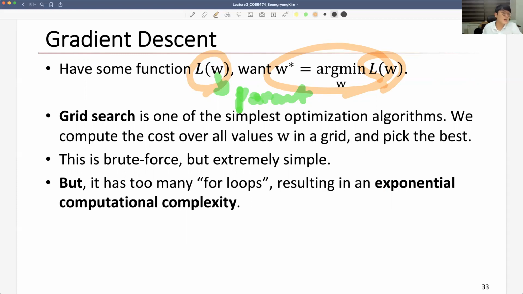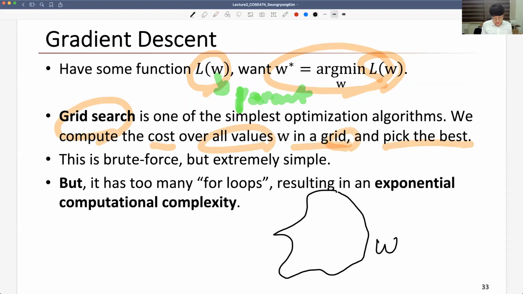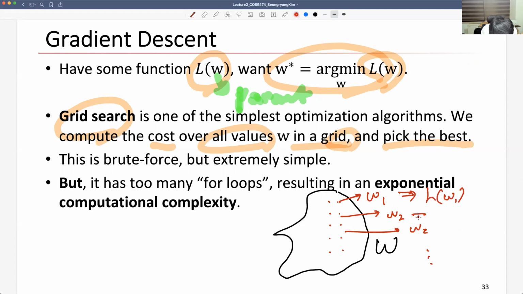The first thing we discussed today was the grid search, right? The grid search is one of the simplest optimization algorithms. We compute the cost of all possible W in a grid and pick the best. For example, let's think about this possible W space. Then we can regularly pick possible W, something like this, W1 or W2 or W3, and then we can compute the loss function for each possible W.